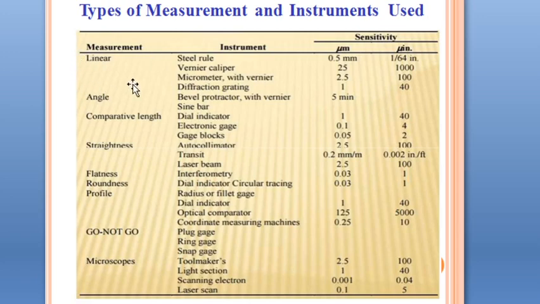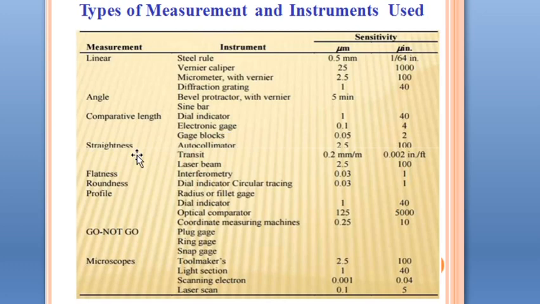For linear measurement, steel rule, vernier caliper, micrometer with vernier, and diffraction grating are used for measuring linear measurements like length, width, thickness, height, depth. For angle, inclination of angle is measured by bevel protractor and sine bar, with accuracy of 5 minutes in the bevel protractor. Comparative length: dial indicator, electronic gauge, gauge blocks.